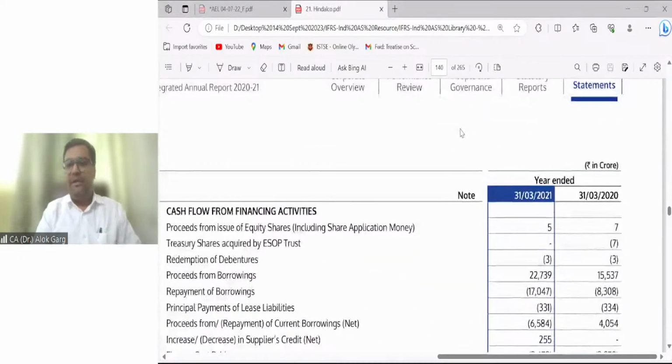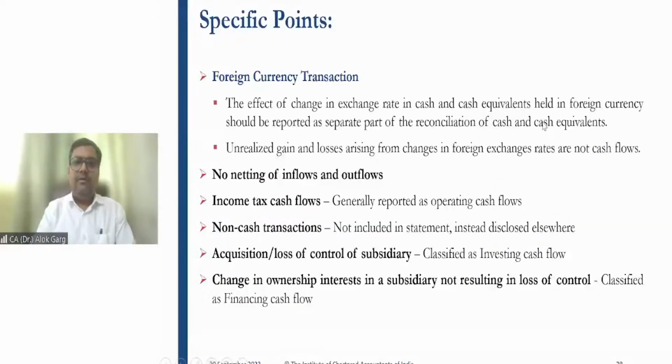Sir, which period this belongs to? This is the annual report for financial year 2021, right? Shall I move forward? Okay. So unrealized gains and losses arising from change in forex rates are not cash flows. That is why we need to show it separately.